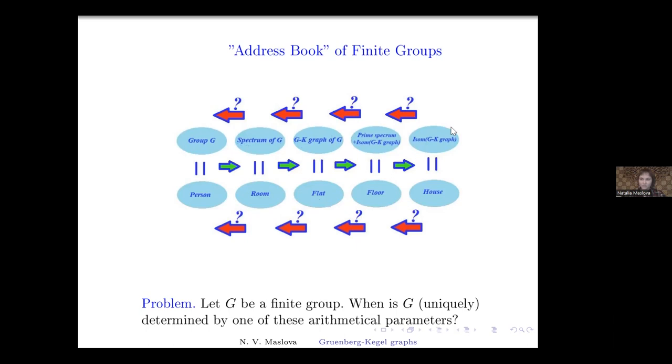And of course, if they know a person, they can look through its passport and understand its complete address. Unfortunately, if we know just some items in the address, then in the common case we cannot uniquely determine the person who lives here. And here they have a common problem: if G is a group, then is G uniquely determined by some of its arithmetical parameters? Let us look at some examples.